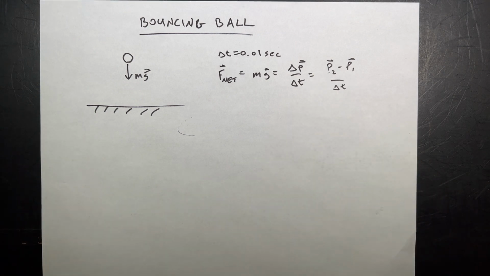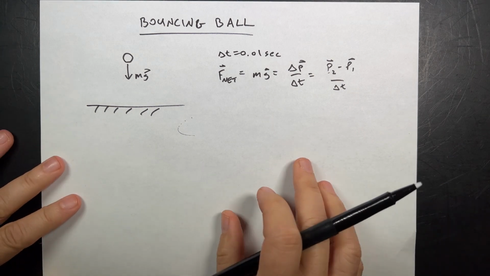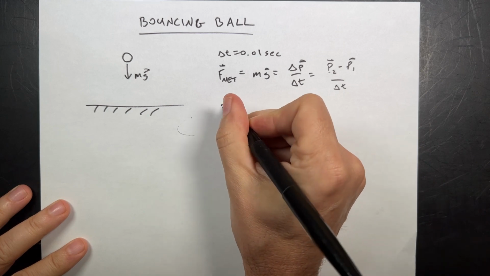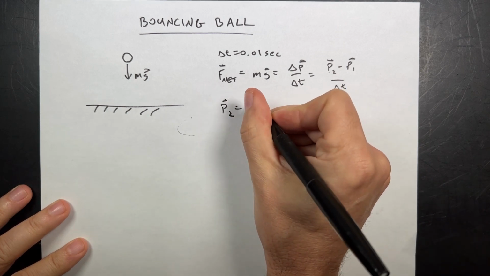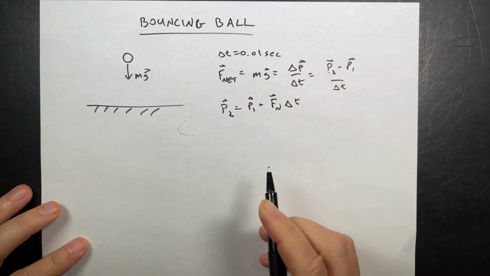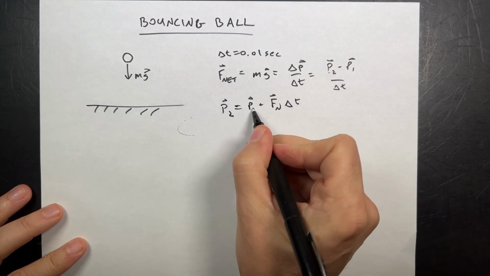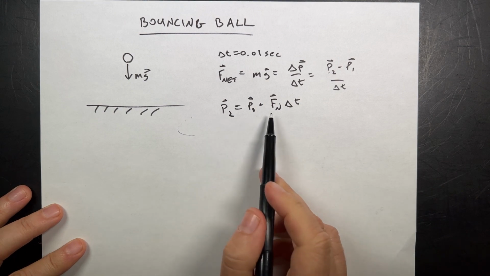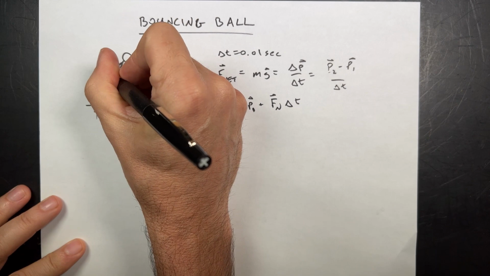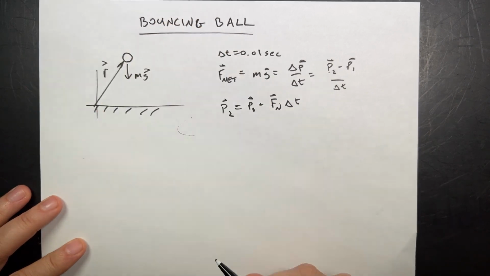I'm flying through this part because I suspect that if you're looking at this, you've seen this before already. If I solve this for P2, I get P2 equals P1 plus F net delta t. So if I know the momentum at the beginning of the time interval, I can find it at the end if I know the force. And then I can do the same thing for position. So here's my position R, in general R.